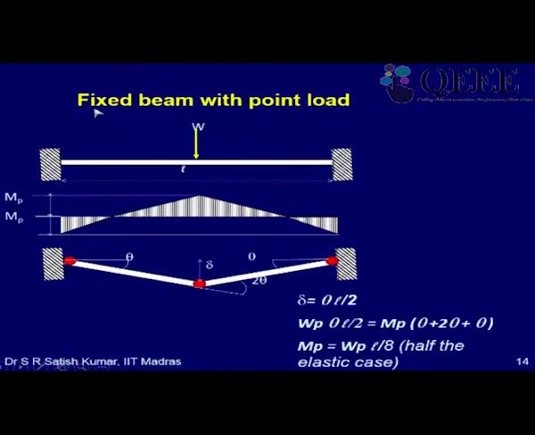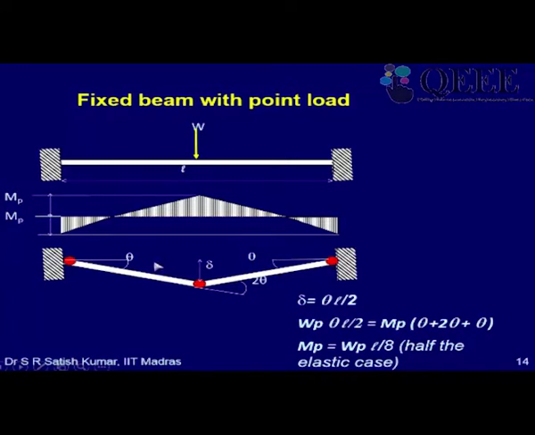Let's go further for a fixed beam with point load. This is a central point load that has been put, and since the degree of indeterminacy is 3, 3 hinges have to form, one at the midspan and the other 2 at the supports. As a consequence, the internal work is MP at A into theta, some people call it ABC, they will write this as theta at A, and MP at B into 2 theta, and MP at C into theta.